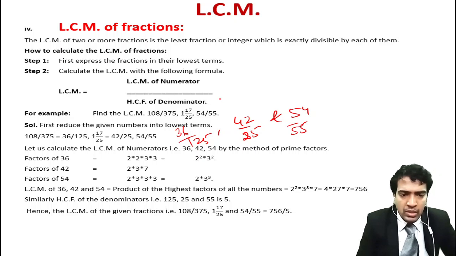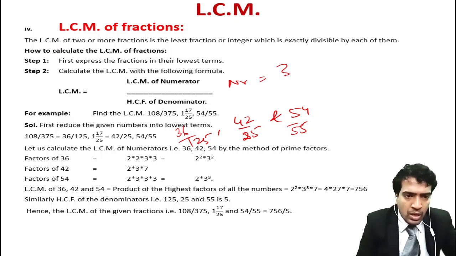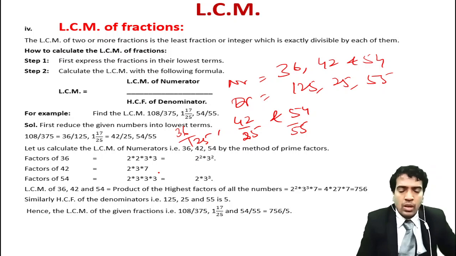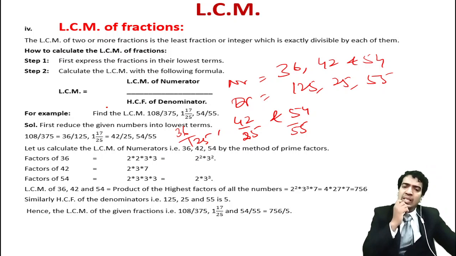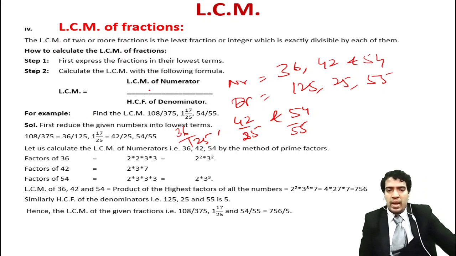Now what are the numerators here? The numerator numbers are 36, 42 and 54. What are the denominator numbers here? 125, 25 and 55. Now what does the formula say? In order to calculate the LCM of fractions, you need to take the LCM of the numbers in the numerator and divide that by the HCF of the numbers in the denominator.